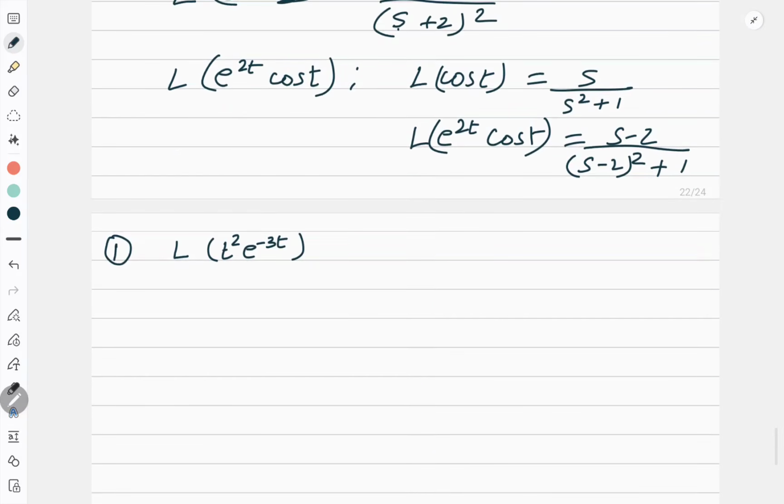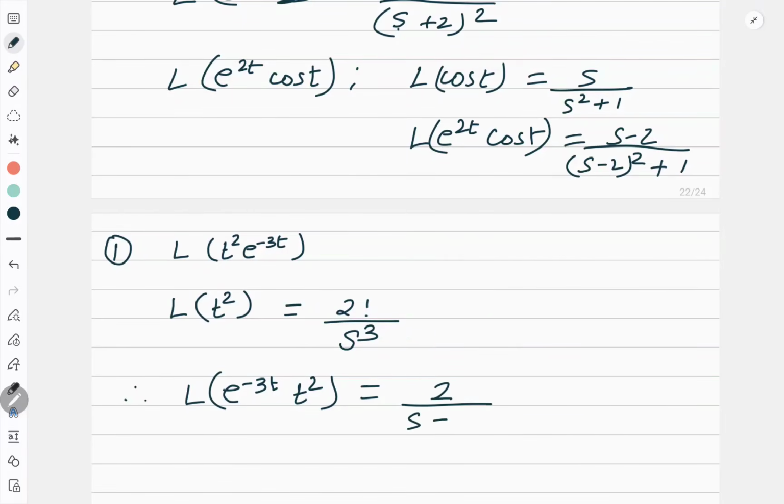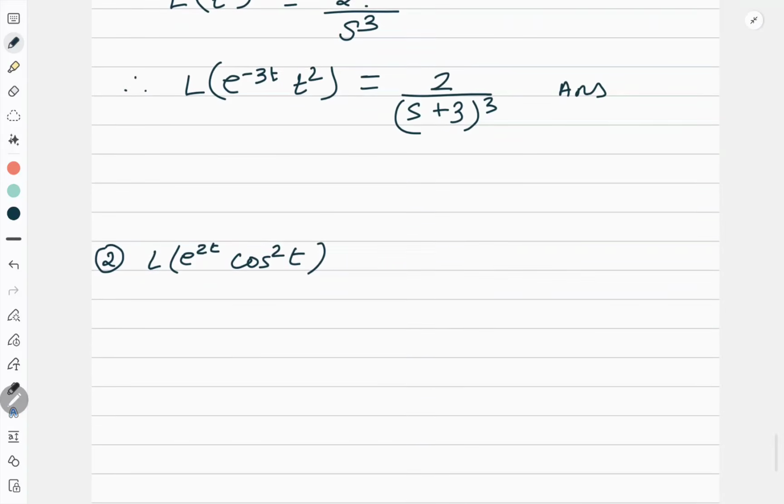See, the first question is so very easy. What is Laplace transform of t square? It is 2 factorial upon s cube. Therefore, by first shifting, Laplace transform of e to the power minus 3t t square is equal to 2 upon (s plus 3) cube. Answer.